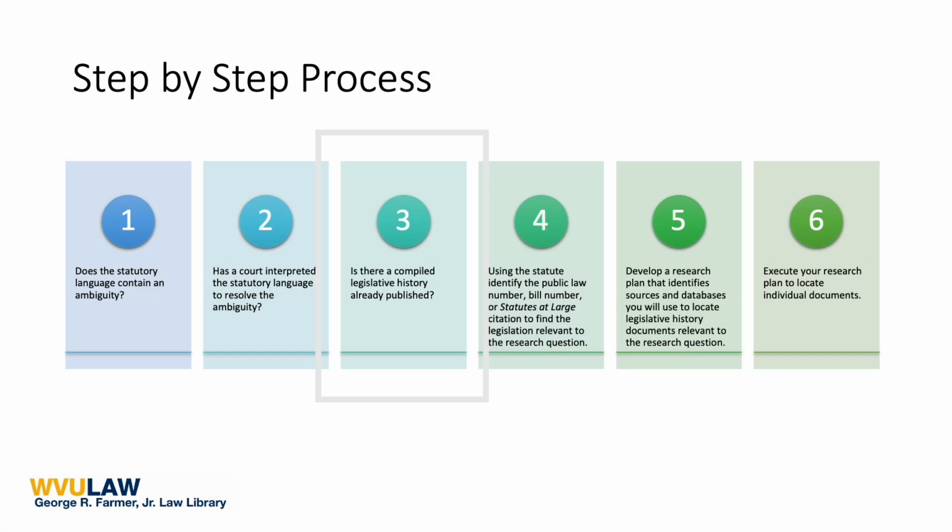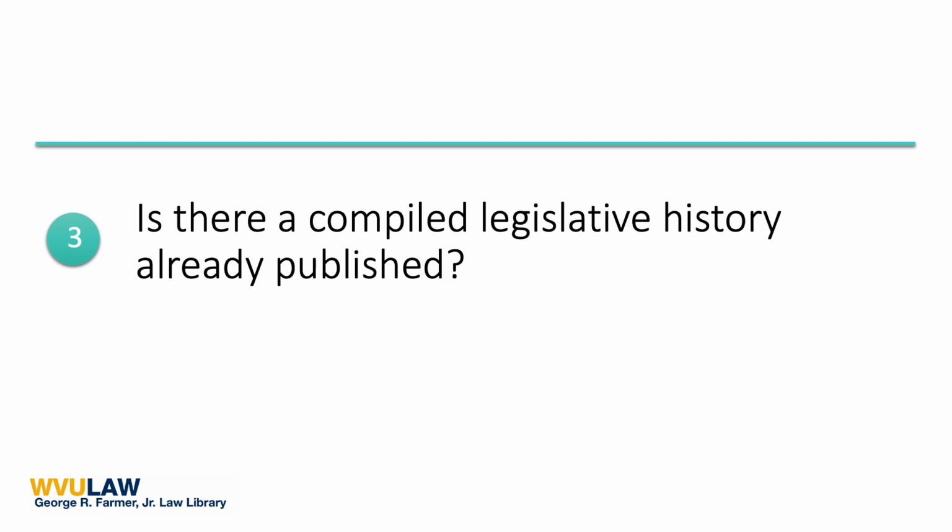In this video, we're going to focus on step 3 of our step-by-step process for researching legislative histories, finding a compiled legislative history. If you determine that the law is ambiguous, that the ambiguity has not previously been resolved by the court, then your task is to find whether someone has already done the work to assemble all of the legislative history documents for the legislation in question.